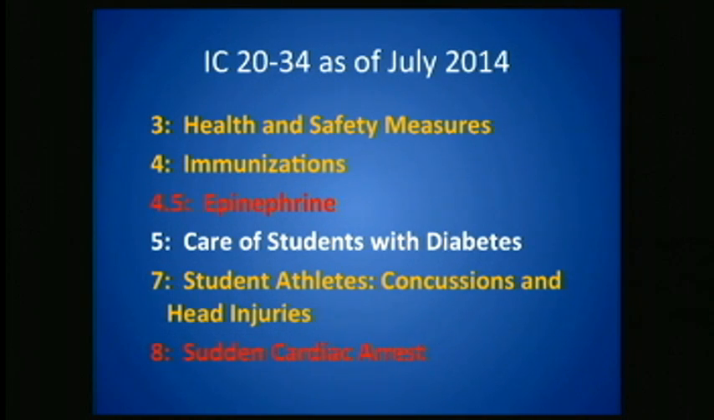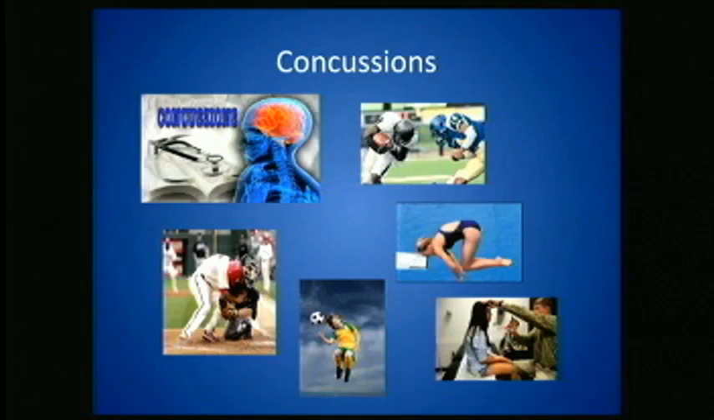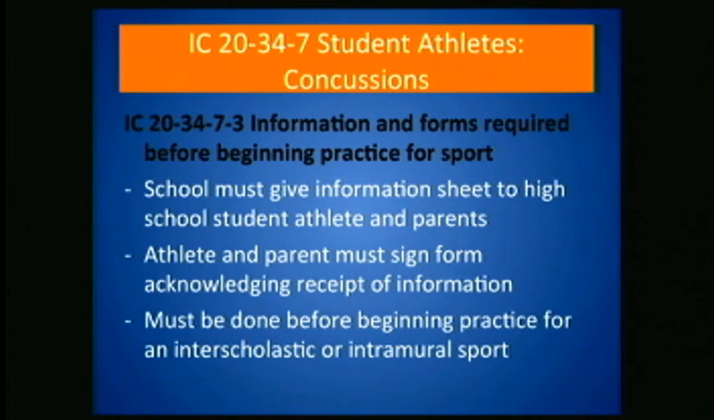Okay, this was a quick review of Chapter 5 as there were no changes to that law during the last session. Now let's look at the changes that occurred to Chapter 7. Chapter 7 is Indiana Code 20-34-7. This law deals with student athletes and the education, management, and prevention of concussions. First, this law states that before beginning practice for an interscholastic or an intramural high school sport, each student and each of their parents must be given an information sheet and they must sign a form acknowledging receipt of the information.